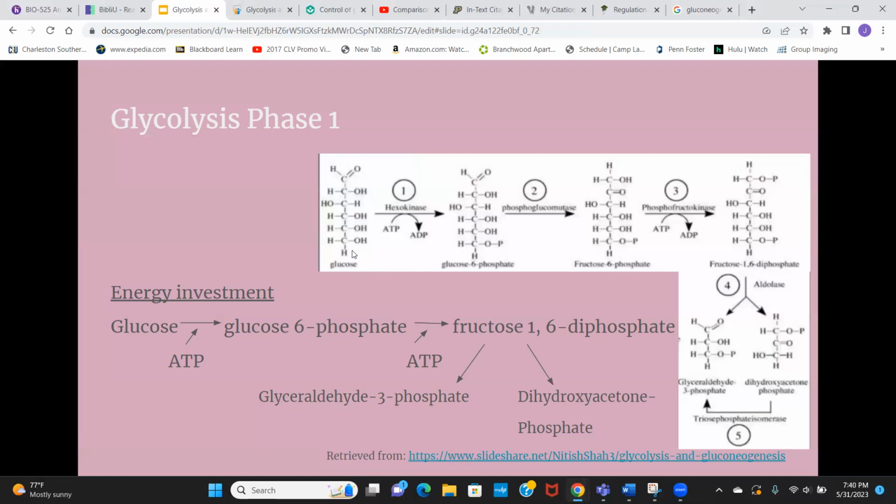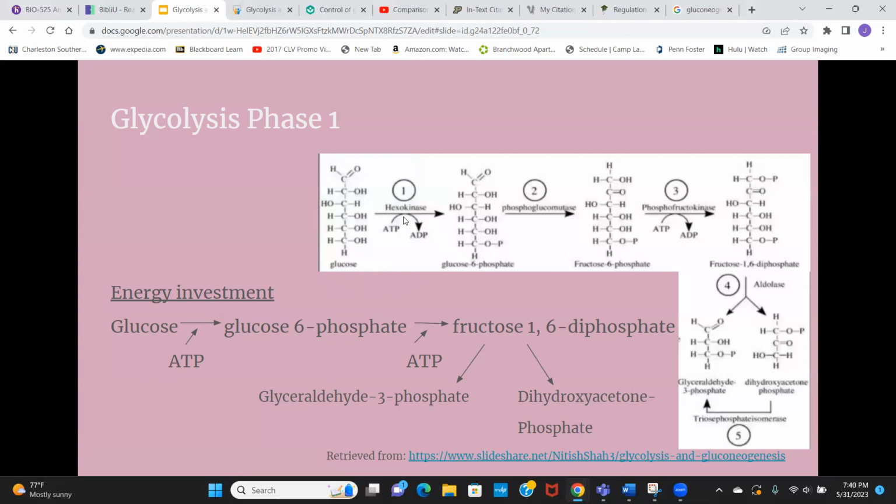So over here, we've got glucose. Okay, this is what we're starting at. This is a C6H12O6 molecule. Okay, so we're starting with glucose. We need to convert glucose into glucose 6-phosphate. That's going to occur because of the enzyme hexokinase. Okay, so hexokinase comes into play. It's going to use ATP to get this process started.